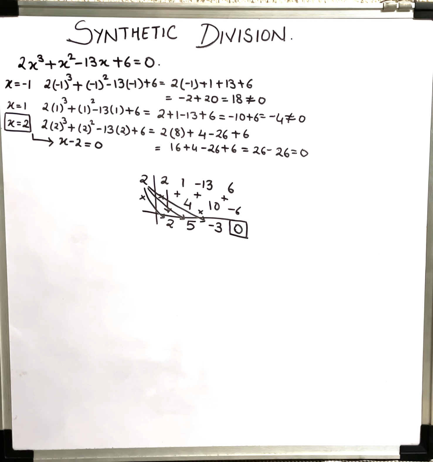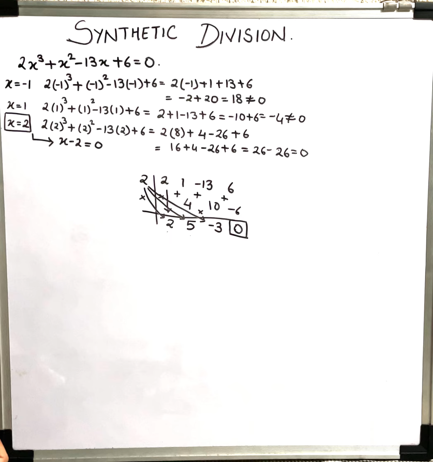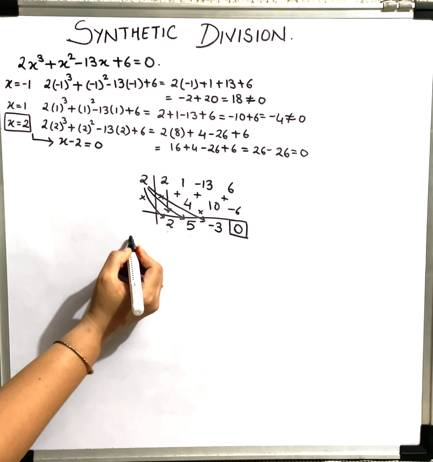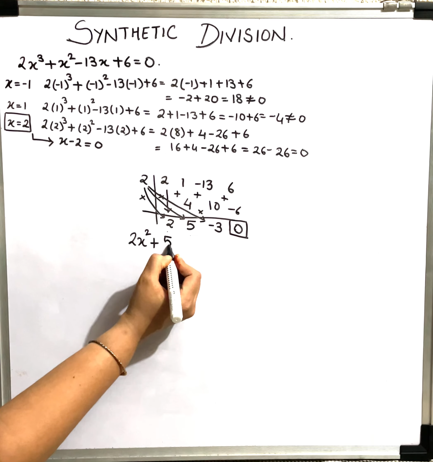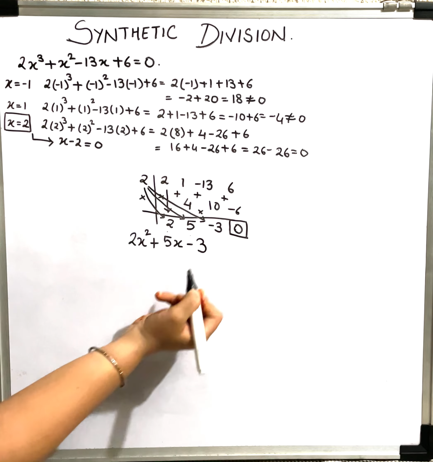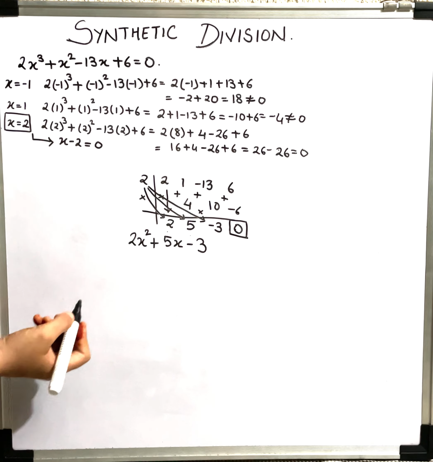Now the third step is writing down these numbers in the form of an equation, where you put down the power of the variable in descending form. For example, you can write these numbers as 2x squared plus 5x minus 3. So you see, this gives me a quadratic equation, and we can find the factors of a quadratic equation. Finding the factors of a quadratic equation I have already covered in my previous videos. You can refer to them. Let's find the factors of this equation.